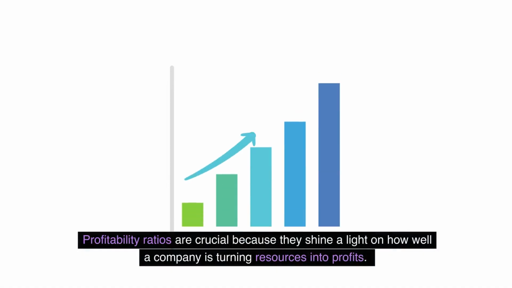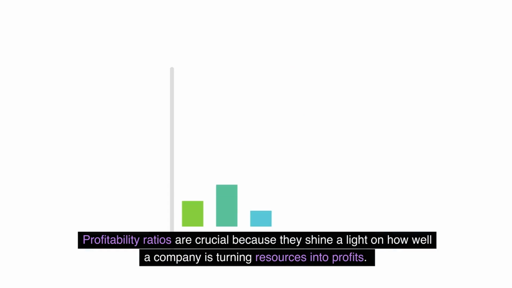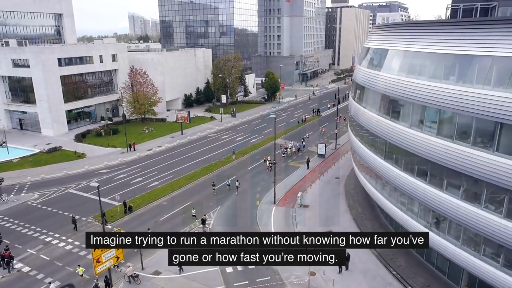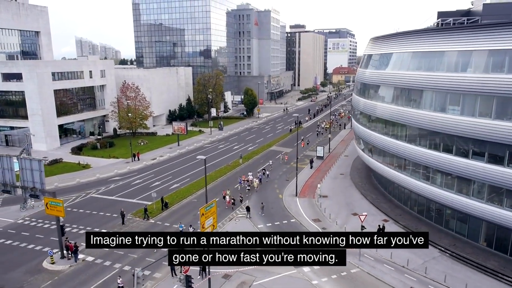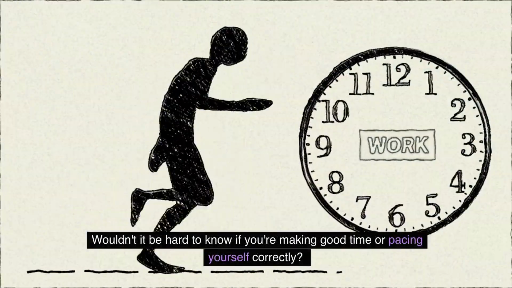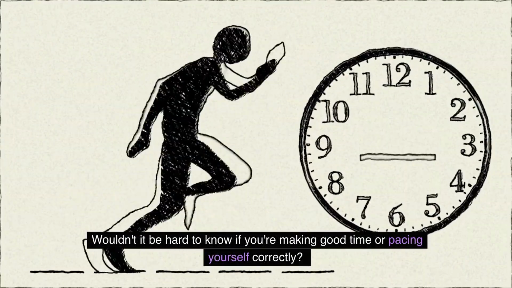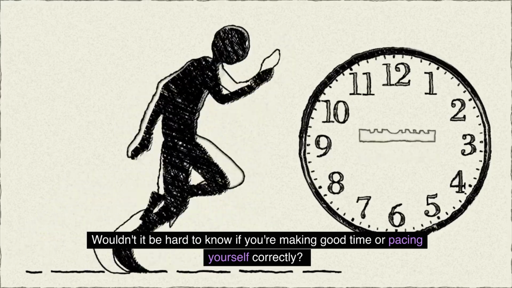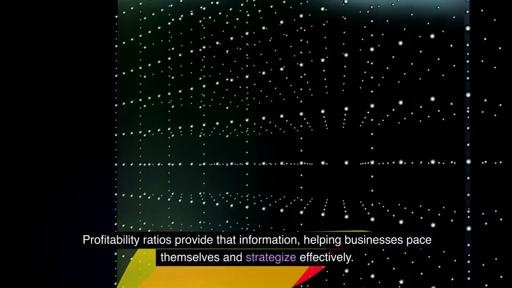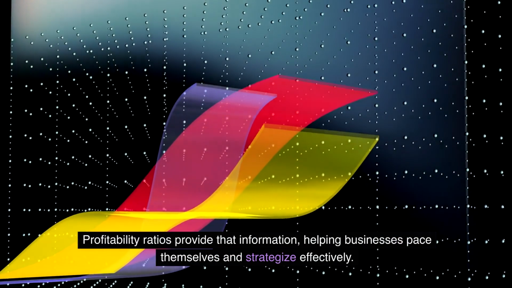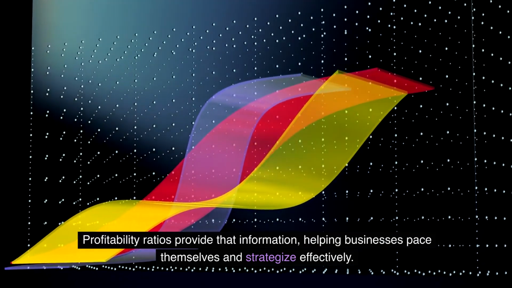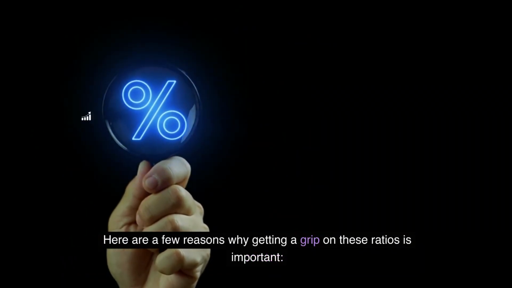Profitability ratios are crucial because they shine a light on how well a company is turning resources into profits. Imagine trying to run a marathon without knowing how far you've gone or how fast you're moving. Wouldn't it be hard to know if you're making good time or pacing yourself correctly? Profitability ratios provide that information, helping businesses pace themselves and strategize effectively. Here are a few reasons why getting a grip on these ratios is important.